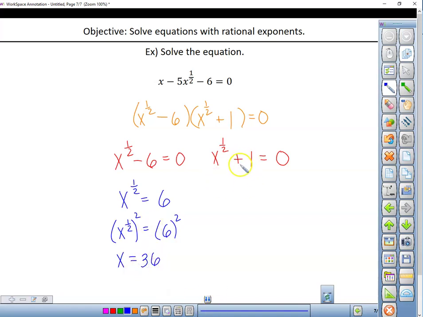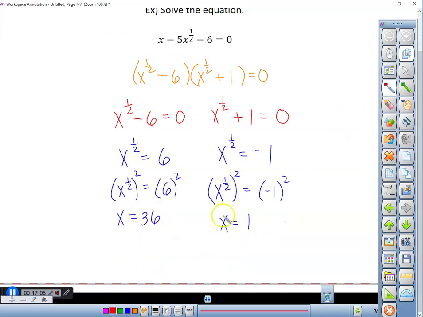Over here, I'd have to undo my addition first, subtracting from both sides. So I get x to the 1/2 equals negative 1. Then I would undo the exponent, raising both sides to the reciprocal of 1/2, which is 2. And here I get x equals, and negative 1 squared would be negative 1 times negative 1, so it's positive 1.